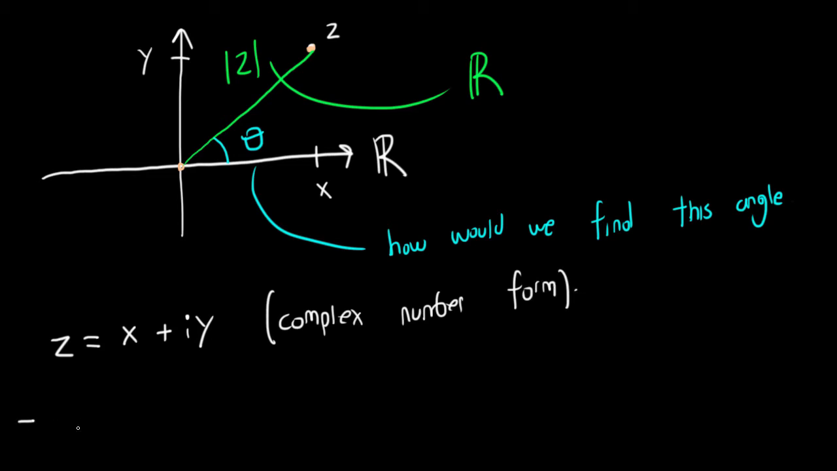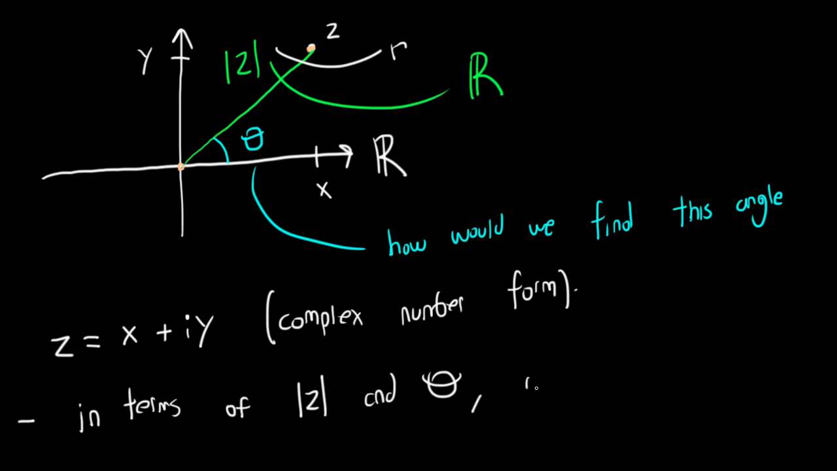Now we want to know in terms of modulus of z over here and the angle. This modulus of z, we're also going to be just calling by lowercase r. So I'll be using this as we go along, so just make sure you are aware of that. So in terms of modulus z, which is r, and the angle theta, what will x and y be?